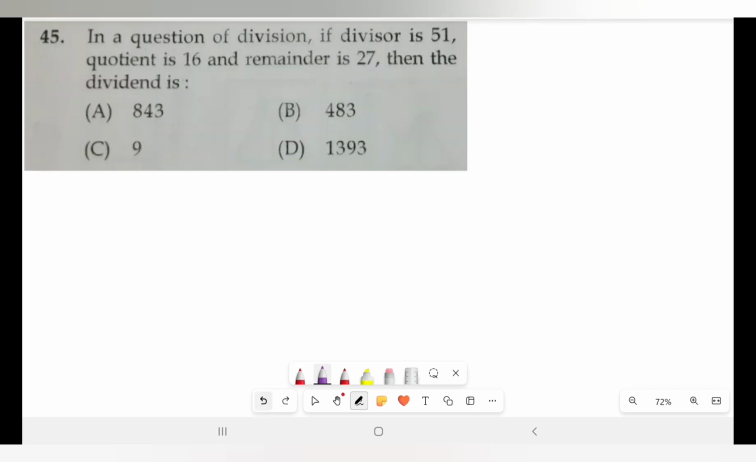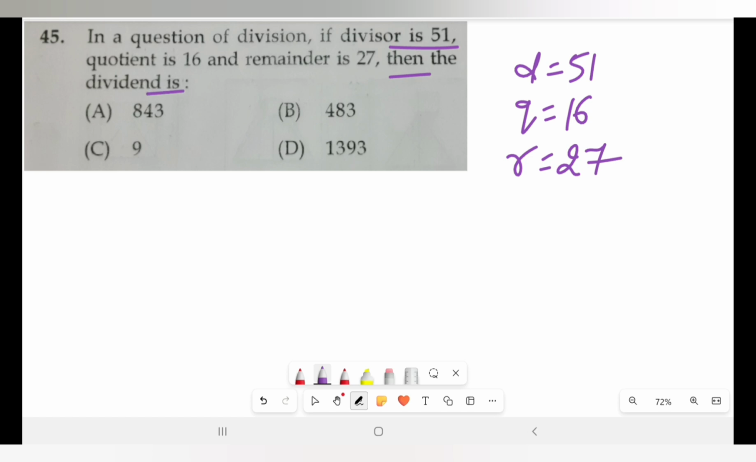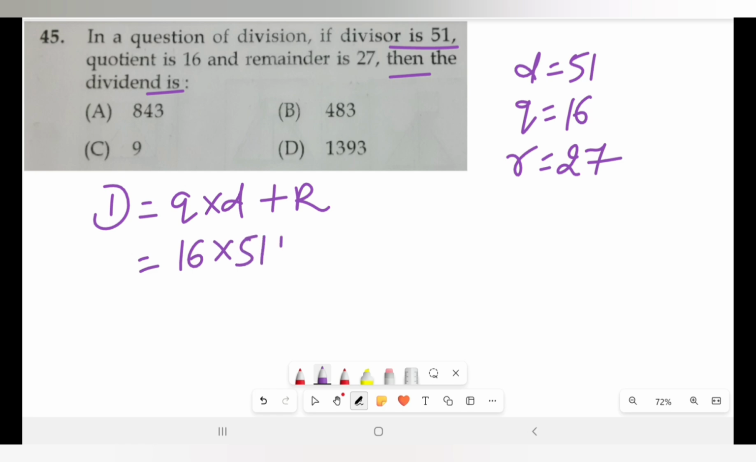Here in this question, in a division, let us say the divisor is equal to 51, the quotient q is equal to 16, and the remainder r is equal to 27. So this is a simple grade 3 CBSE question. We have to find out the dividend. That is the question. The dividend formula is equal to quotient into divisor plus remainder. So this is the formula. Here the quotient is 16 into divisor 51 plus remainder 27.